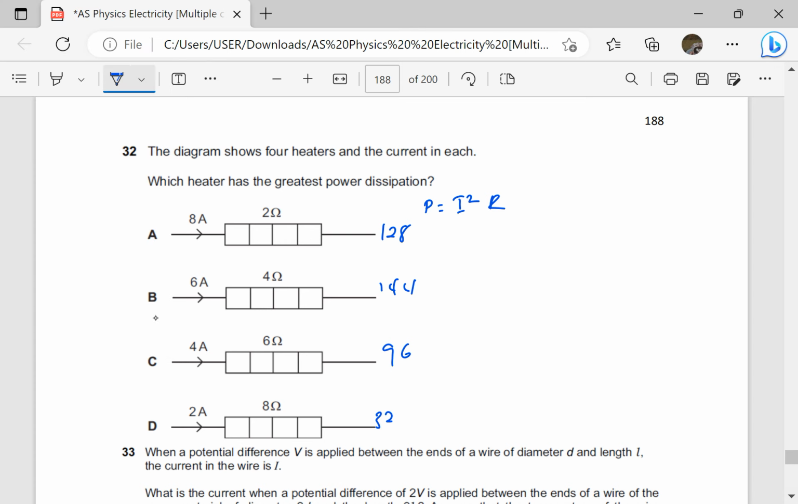So the question is which heater has the greatest power? And you notice that the one with the greatest power is B.